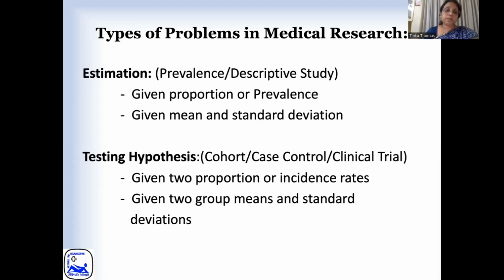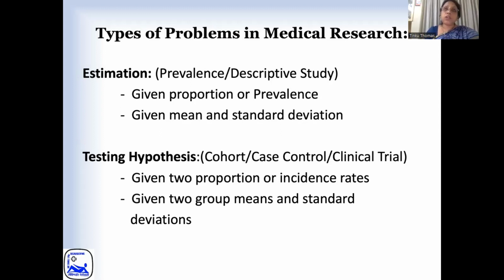So the types of problems that we have in medical health, medical research or public health research can be classified as either estimation problems or testing of hypothesis problems. Now, estimation can be just estimating prevalence or proportion of a disease, or it could be estimating the mean and standard deviation of a certain measure in the population. So each of these has a different sample size calculation.